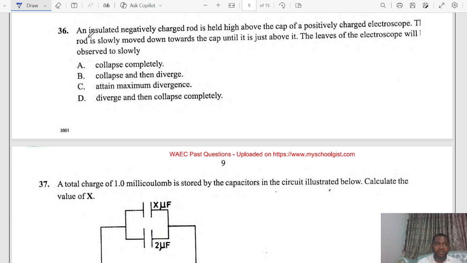Now the next one says an insulated negatively charged rod is held high above the cap of a positively charged electroscope. The rod is slowly moved towards the cap until it is just above it. The leaves of the electroscope will be observed to do what? Now look at this insulated negatively charged rod. It is negatively charged and the electroscope is positively charged, so you definitely expect a collapse. So it is going to collapse completely. That's the answer. A is the answer to that question.